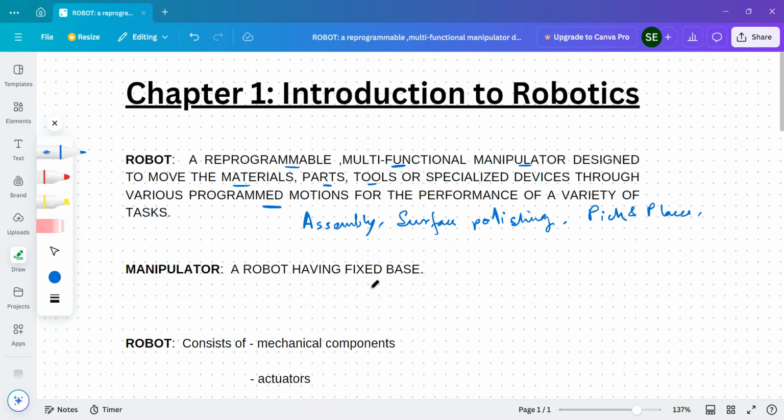So, what is the difference between a robot and a manipulator? A manipulator has a fixed base. This is important. A manipulator has a fixed base, like the robots used in factories or in the manufacturing sector, which are also called cobots. I told you that in the first video. Like you can see, this is a robot, and this is the fixed base of the robot. It is not movable. This kind of robot is called a manipulator.